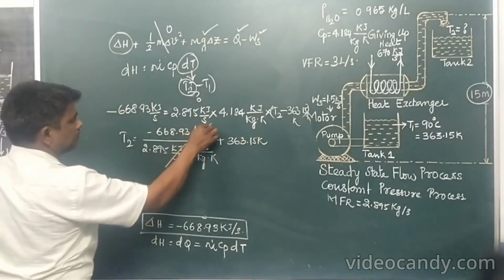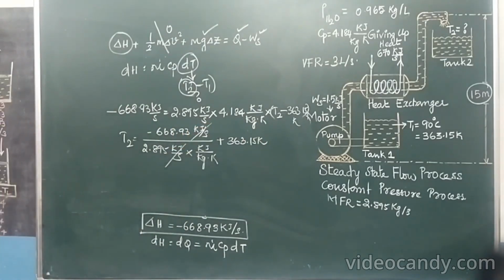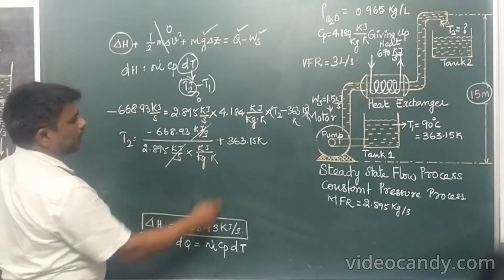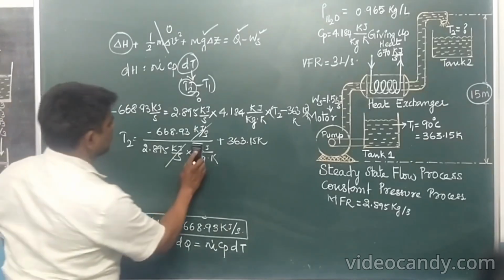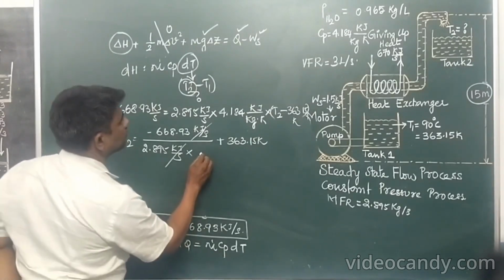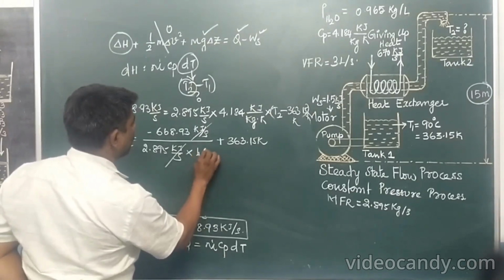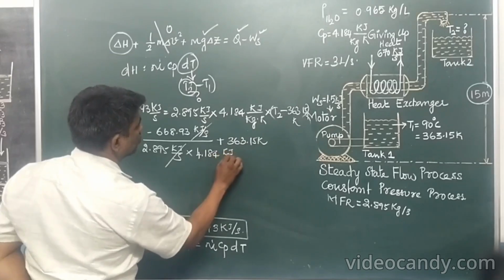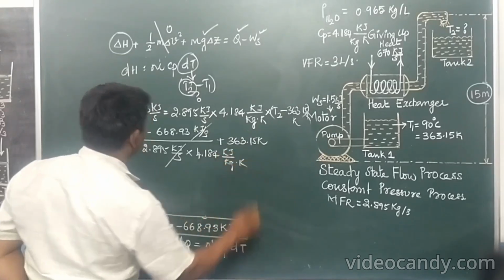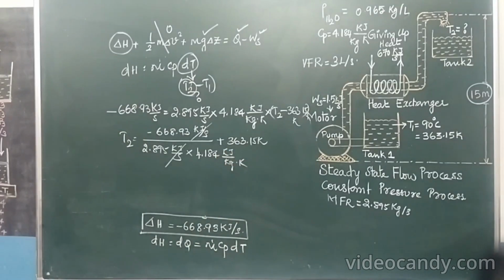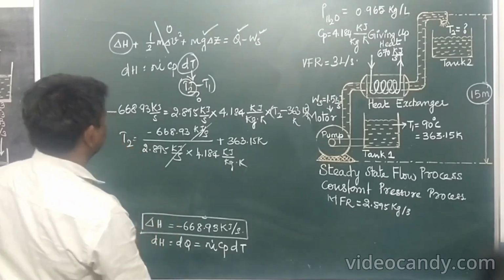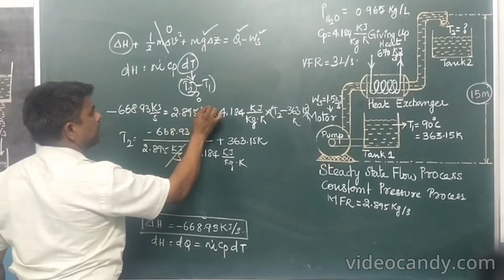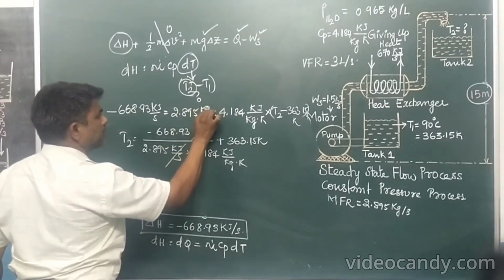Kilojoules gets cancelled. The remaining unit is kilojoules per kg degree Kelvin. What is this value? 4.184 kilojoules per kg degree Kelvin. And this is kg per second.